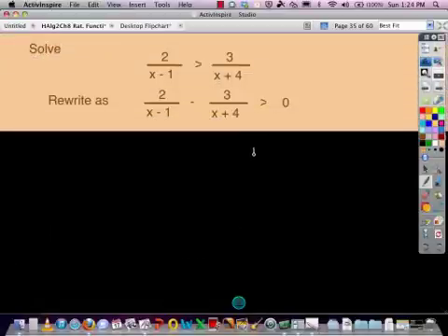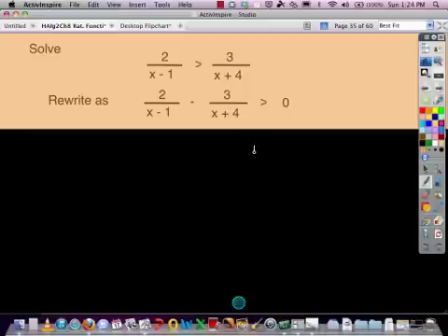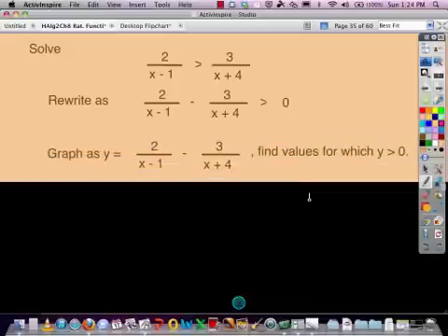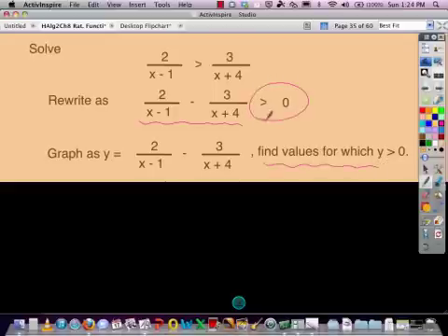There is our original inequality. We will first rewrite it and put everything on one side. So we have a fraction subtract the second fraction. But then if we're going to graph, think about this. We could set this new statement that we found equal to y. And so then, once we find out what that graph looks like, we know we have to find the values which are really greater than 0.